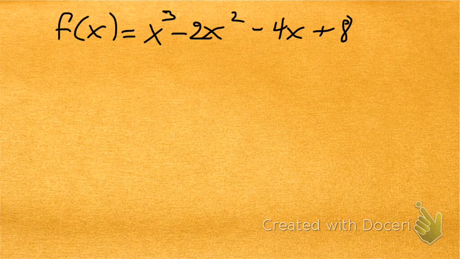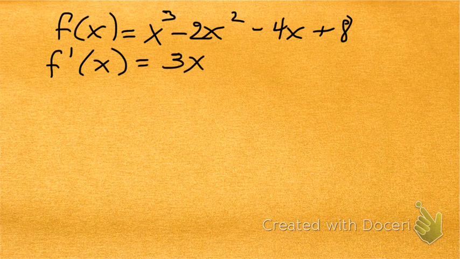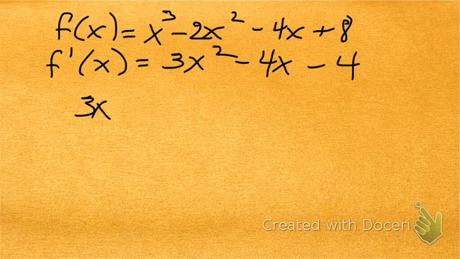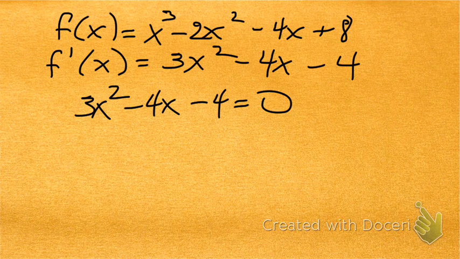Okay, now that we have another version of the function that does not require the chain rule, we can use the power rule and call this derivative of x cubed 3x squared, the derivative of negative 2x squared, negative 4x, the derivative of negative 4x, negative 4, and the derivative of 8 is just 0. What we do with this is set this derivative equal to 0. We solve for critical numbers.